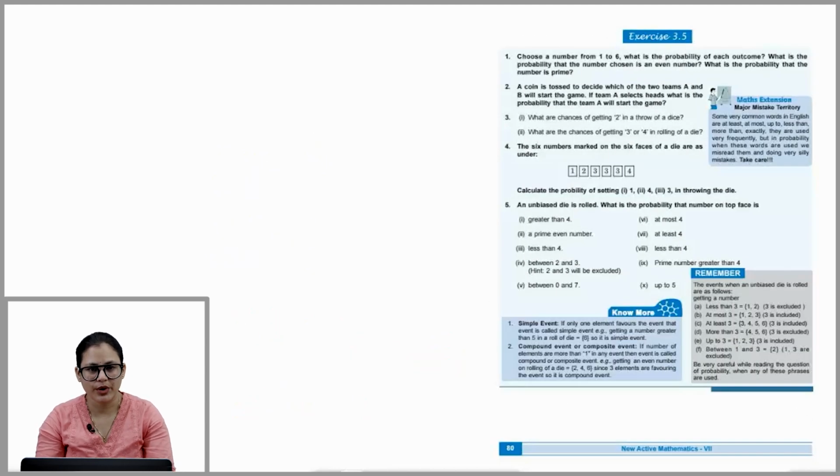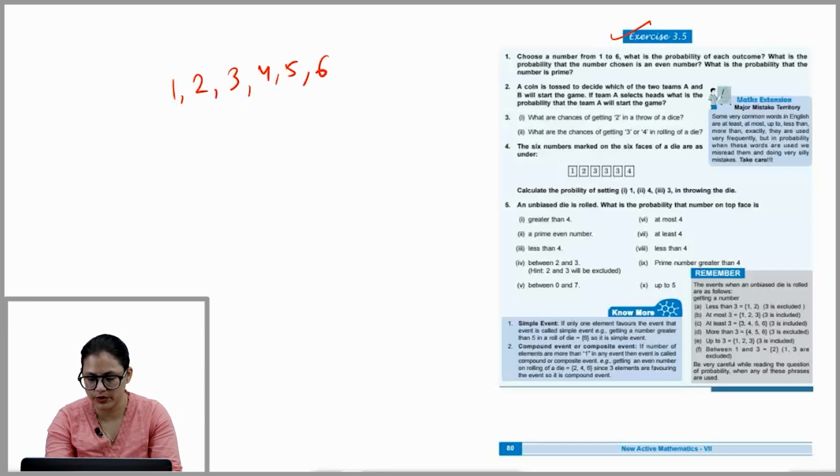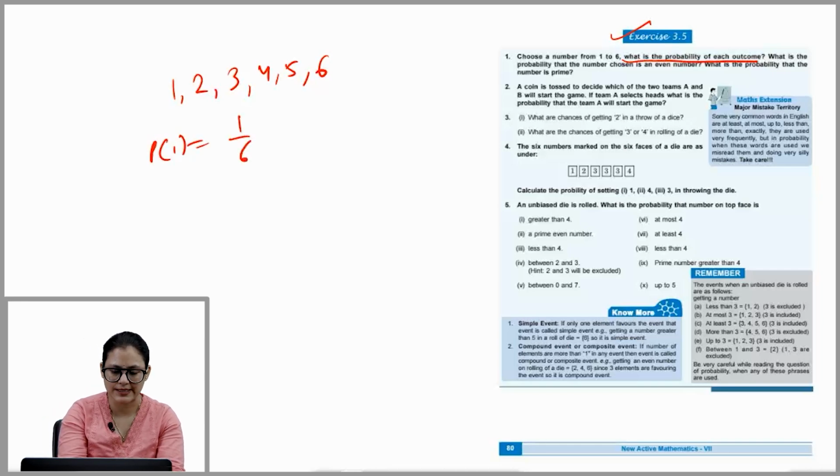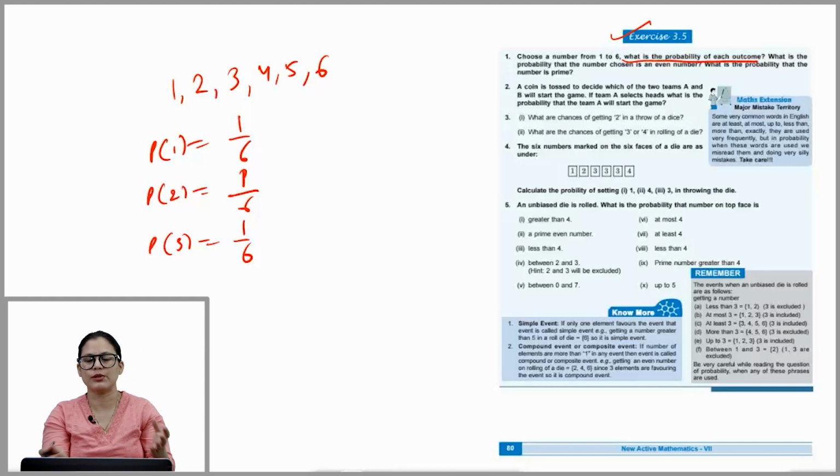Let's do exercise 3.5. Choose a number from 1 to 6. What is the probability of each outcome? What is the probability that the number chosen is an even number? What is the probability that the number is prime? Okay, so the numbers are 1, 2, 3, 4, 5, 6. First, we have to find the probability of each outcome. So the probability of 1 is 1 by 6. Probability of 2 is 1 by 6. Probability of 3 is 1 by 6. Similarly, the probability of 4 is 1 by 6, 5 is 1 by 6, and 6 is 1 by 6.